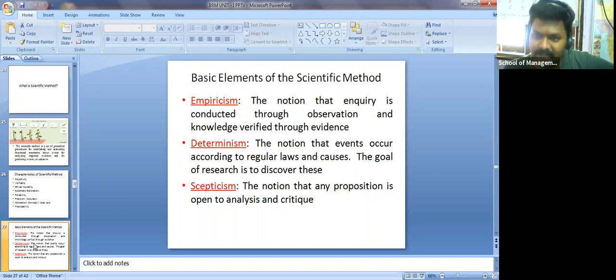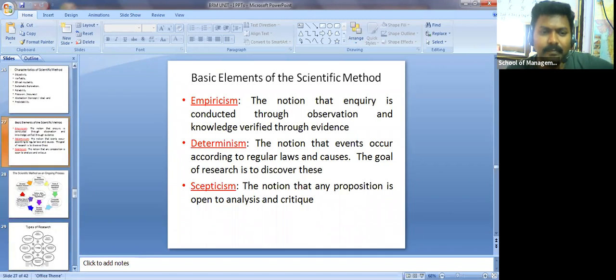Okay, so as of now we discussed what is the scientific method, the characteristics of the scientific method, and the basic elements of the scientific method. Any questions? Any doubts? No, sir. No?